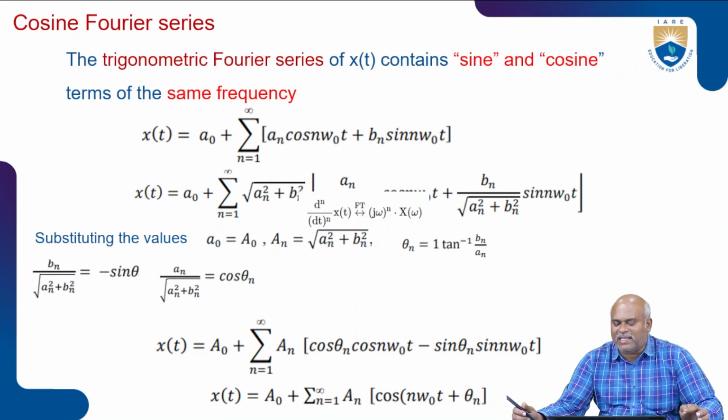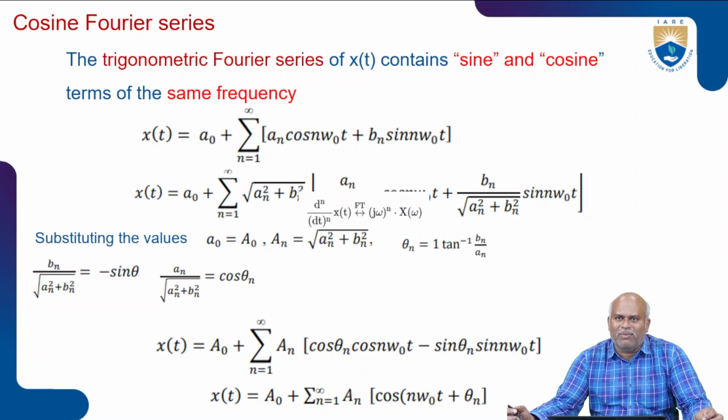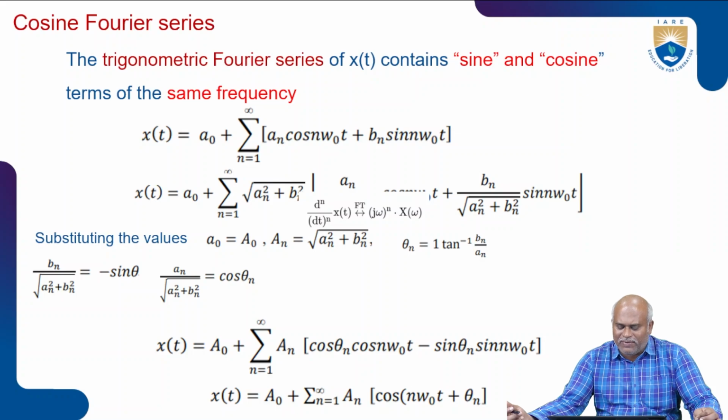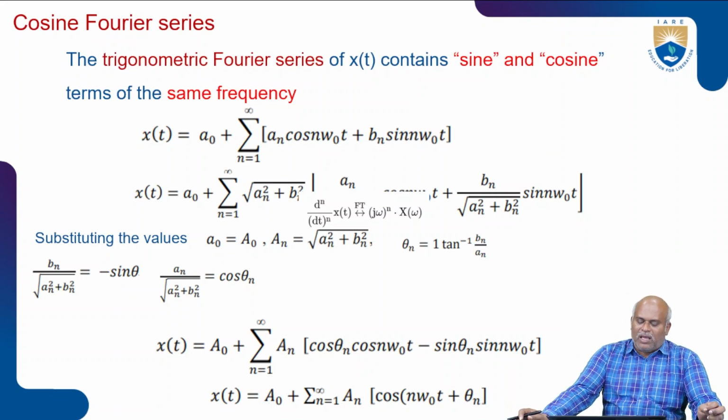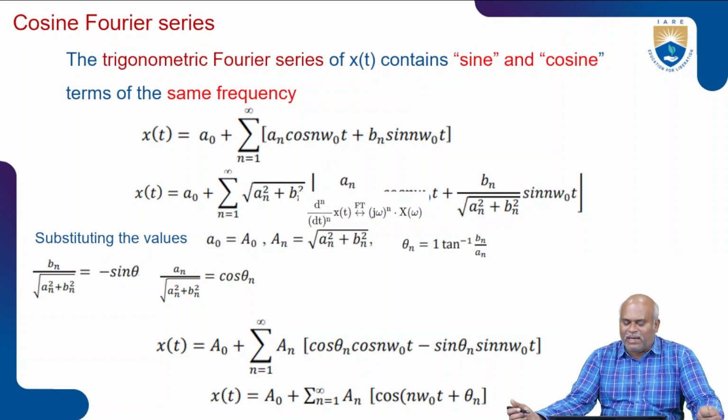We already discussed the trigonometric form, but we may go for the trigonometric condition: x of t consists of sine as well as cos terms of the same frequency. I represent x of t as a0 plus summation of n equal to 1 to infinity of an cos n omega 0 t plus bn sin n omega 0 t. Now we write a0 as well as an, what we represent.